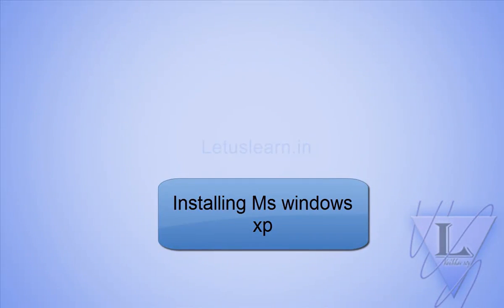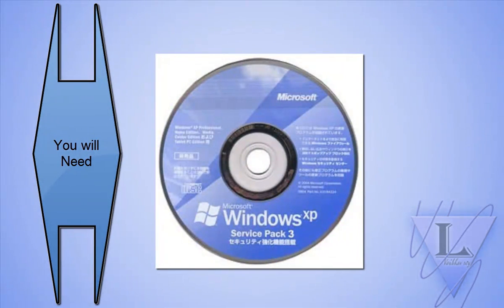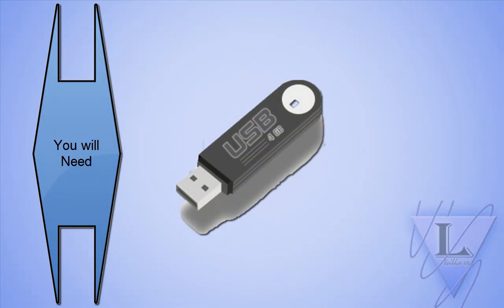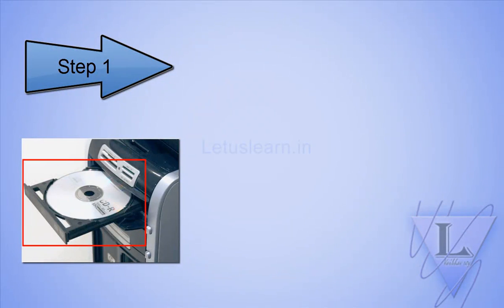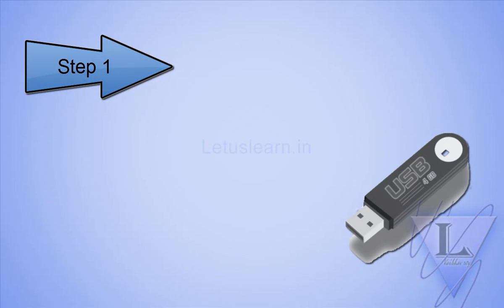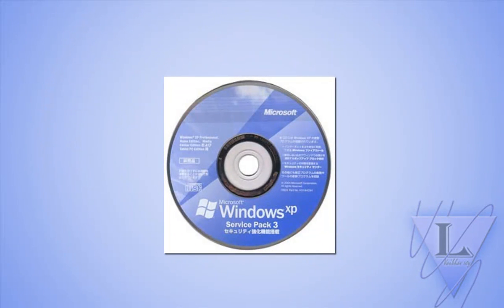Installing Microsoft Windows XP. How to install Microsoft Windows XP on your PC. To install Microsoft Windows XP, you will need a Microsoft XP CD or an ISO image mounted upon a USB flash drive. Step 1. Insert the Windows XP CD into your optical drive or plug in the USB flash drive into your PC. For the sake of this tutorial, I'll be using Microsoft Windows XP Service Pack 3 CD.